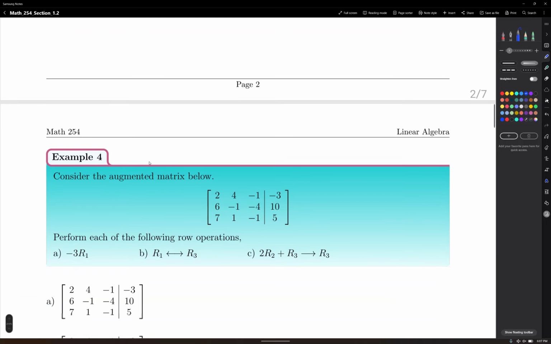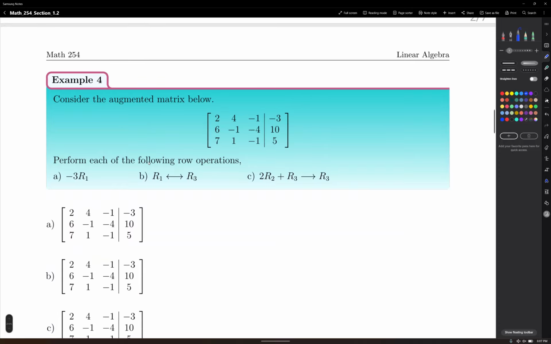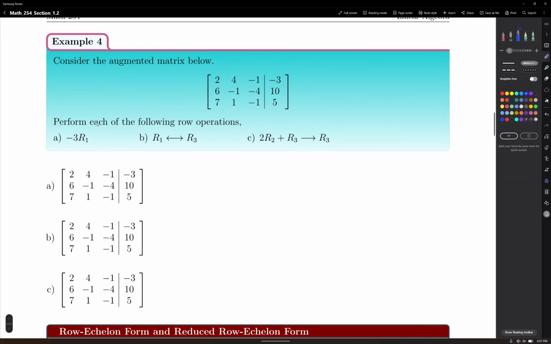So let's consider the augmented matrix here. Let's consider that, just for practice. It is more like a preparation before we actually get into solving a system. Hopefully, we get the chance to do that, all right? Okay, they're asking us to perform this operation, which is negative 3 row 1, to obtain a new row 1. That means the other two rows remain the same. 6, negative 1, negative 4, 10, 7, 1, negative 1, 5.